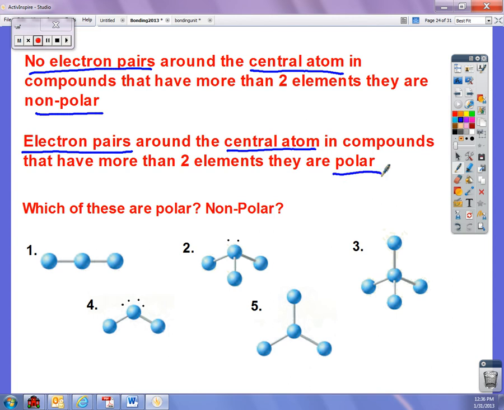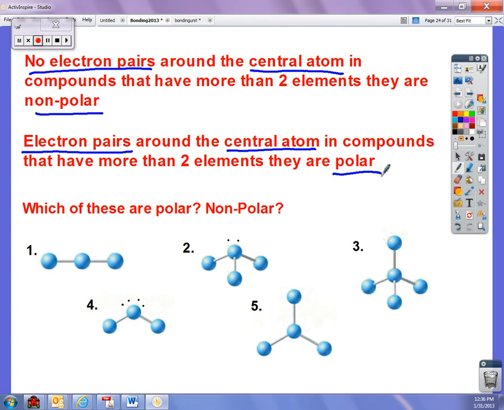So what I want you to do is to write down these two statements, maybe on the back of your homework paper, and underline what I've underlined. I'm going to ask the substitute to pause for a moment and allow you to continue to write these down.